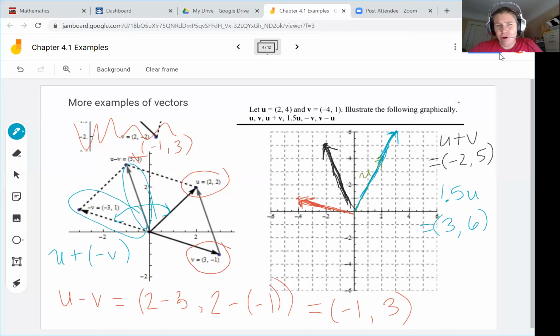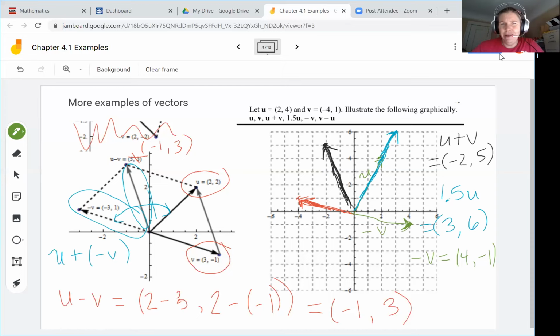All right, now let's draw -v. I've got to use a color I haven't used much yet. I'll use green for -v. So for -v, I'm just going to swap the sign on my values of v. So -v is going to be +4 in the first component and -1 in the second component. It's actually just a 180 degree rotation when I find the negative vector. So here's -v over here.